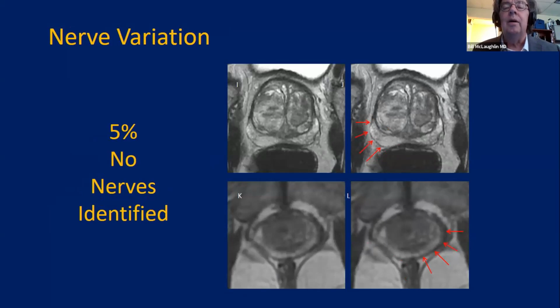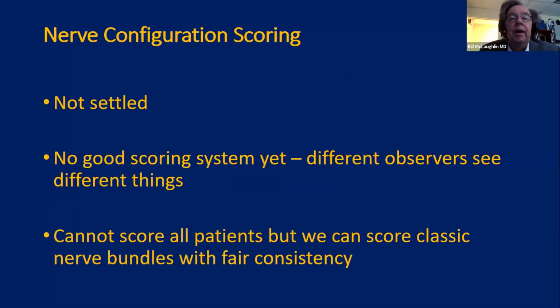So again, we can look at this ahead of time. Now, I have to say, big challenge in trying to score this. This is still unsettled, not settled law. You can have different people look at the same scan and come up with different opinions about whether the bundle is there. There's no good scoring system yet, but we're working on it right now. I'm going to have 2 residents work very, very hard on this next year.